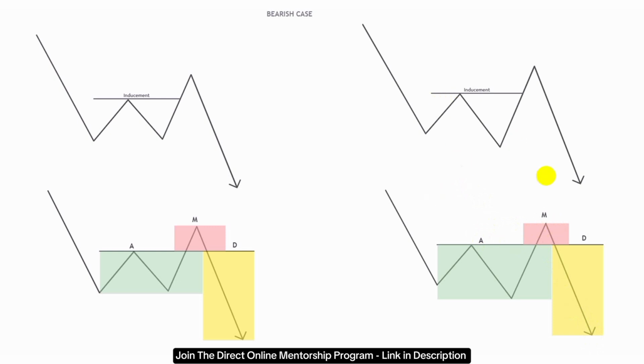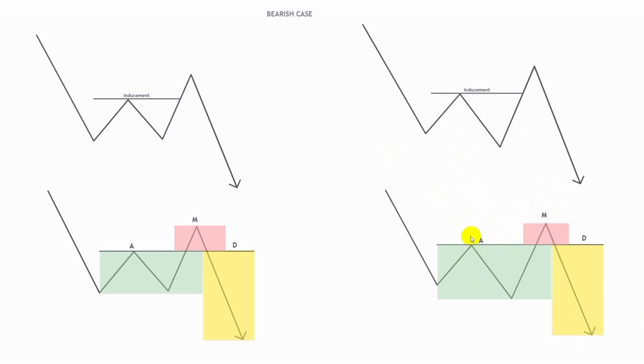You want to see the inducement possibly not within the premium zone or the equilibrium zone in a bearish market condition. Therefore, we should expect the possibility of price movements into premium before we have the continuation of bearish movements to the downside. So this is what you should understand about the inducement in a bearish case.